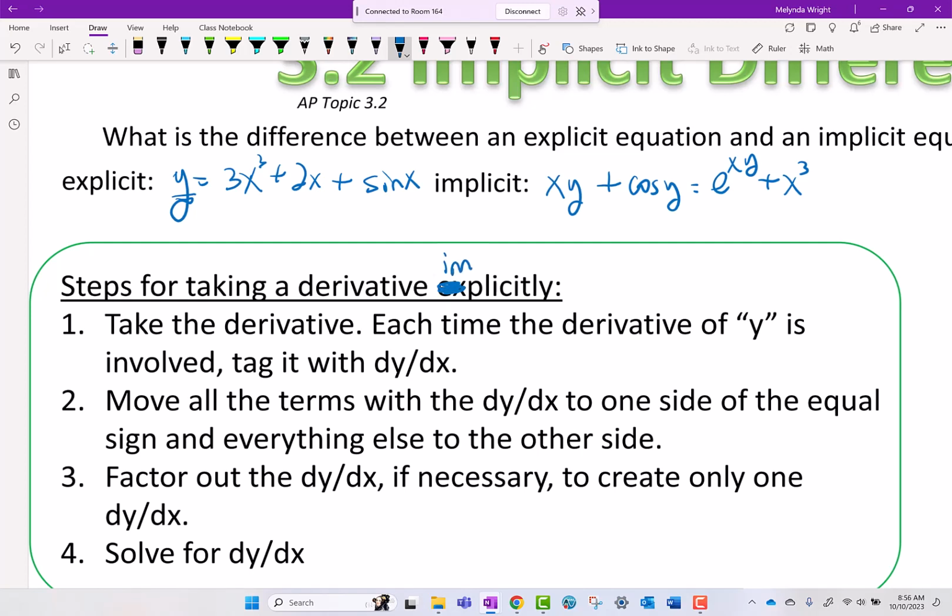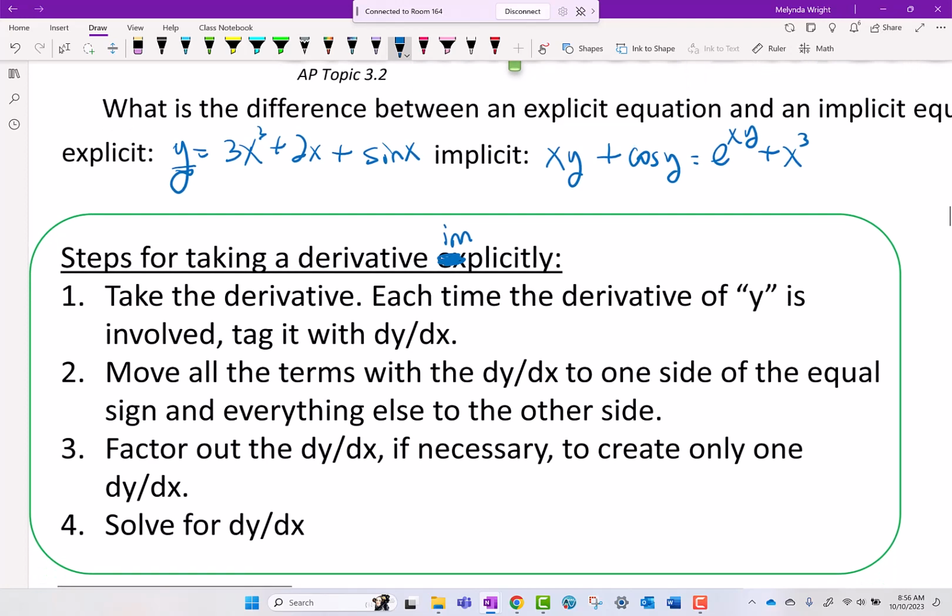So, steps for taking the derivative implicitly. First, we take the derivative, and each time we take the derivative of a y, we tag it with dy dx. The things I'm saying right here might not make any sense, but when we start working through problems, hopefully you'll be able to refer back to these words. So we take the derivative. Every time we take the derivative of a y, we tag it with dy dx.